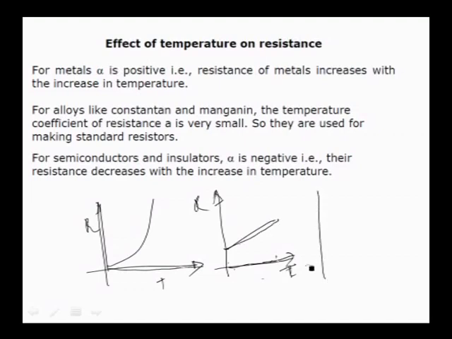In case of semiconductor, we can explain that, so this is the resistance and this is the temperature. When temperature increases, resistance decreases. This is inverse, and the other two are direct.